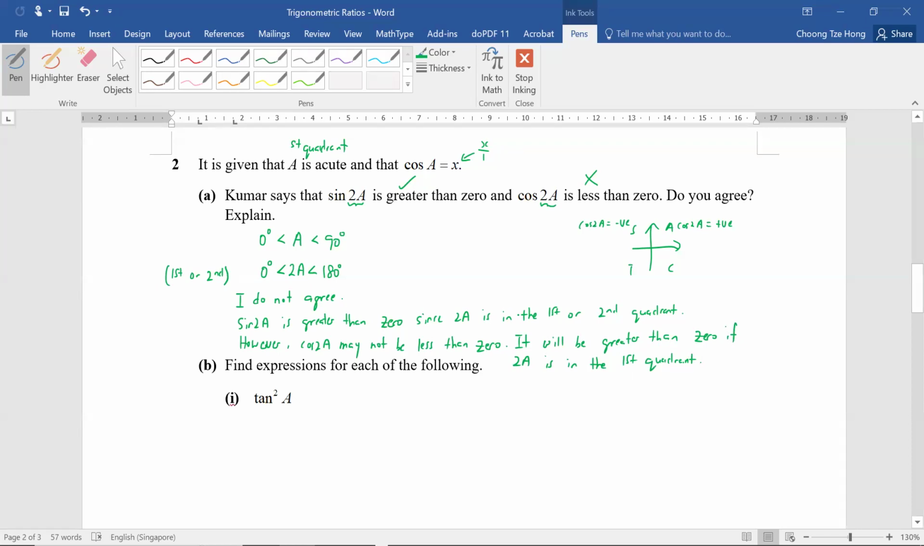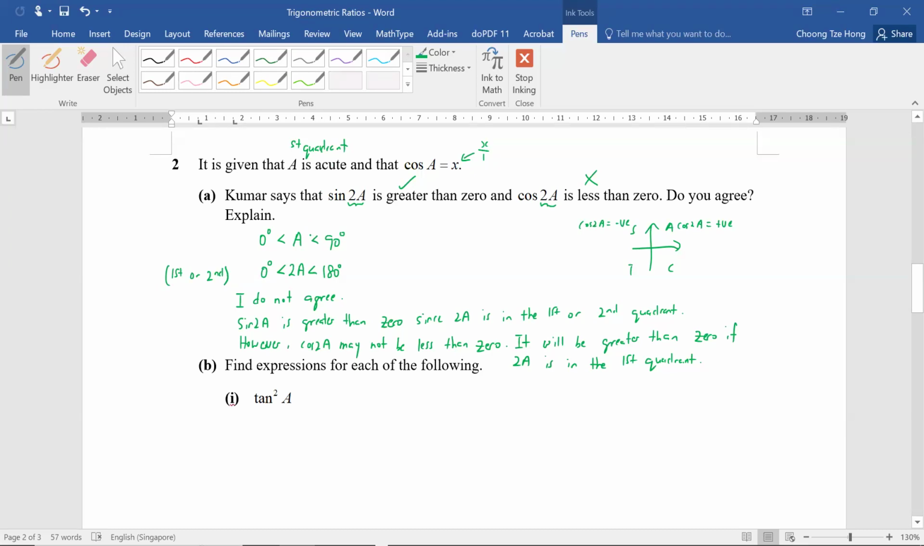The first part is correct. Sine 2a is definitely greater than 0 since 2a is in the first or second quadrant, because in the first or second quadrant sine is positive. However, cosine 2a may not be less than 0. If it's in the second quadrant, it's less than 0. But 2a could possibly still be in the first quadrant. For example, if a is 30, then 2a will be 60, so it's still in the first quadrant. All right, so this is the solution for this part.